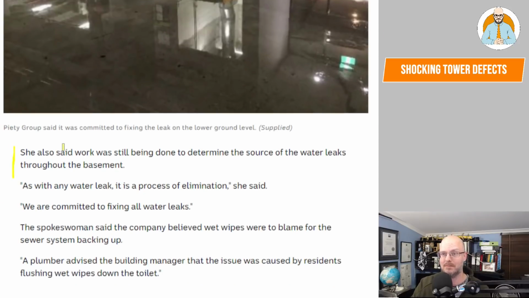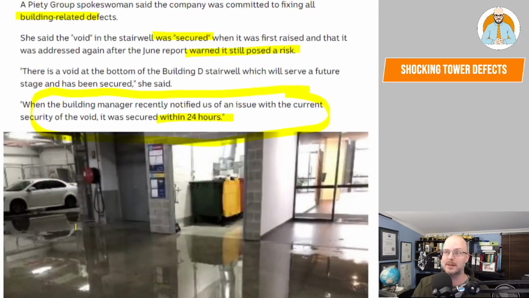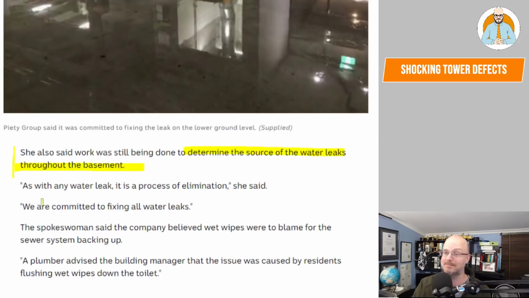Anyway, she also said work was still being done to determine the source of the water leaks throughout the basement. As with any water leak, it's a process of elimination, she said. We're committed to fixing all water leaks. The spokeswoman said the company believed wet wipes were to blame for the sewer system backing up.